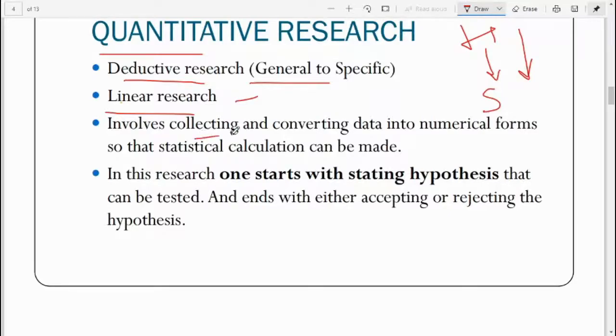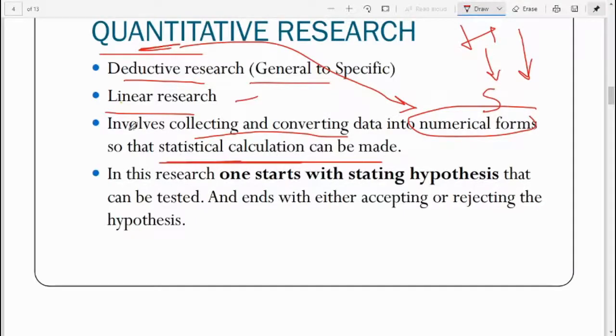It involves collecting and converting data into numerical forms, obviously, because it is quantitative research. So it will talk about quant, values, numerical values, data, stats. That's why in quantitative research we have numerical forms which are being converted from data so that statistical calculation can be made. Please remember this.